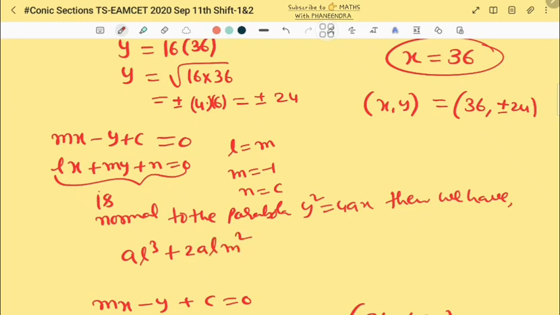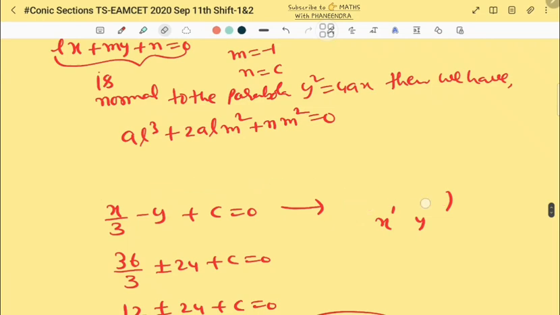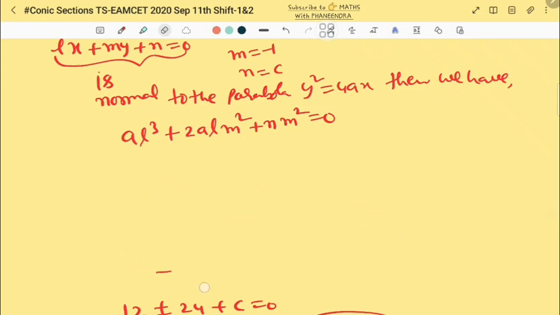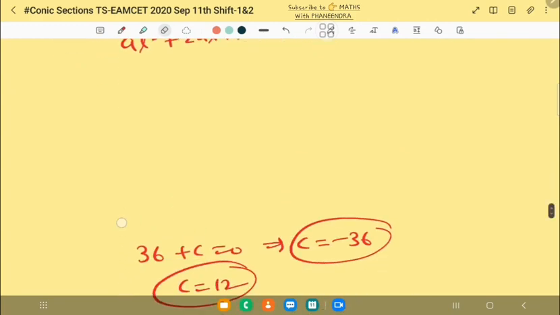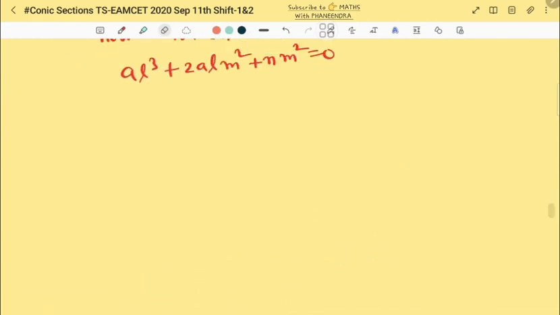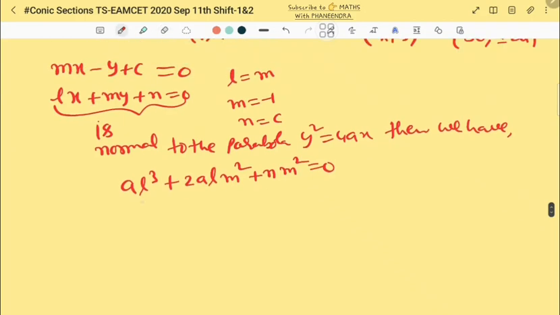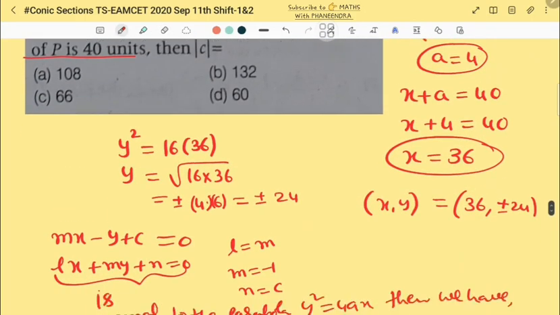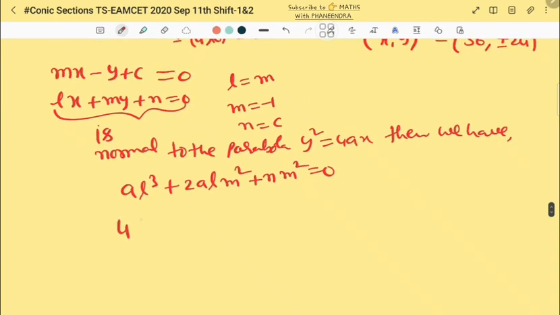Second exercise of parabola, dear students. If the general method does not work out, I am proceeding this way. Plus n m square is equal to 0. So for that, you can apply the respective values. So a value 4 we got here. A value 4. L cube means m cube plus 2 into 4 into m square minus 1 whole square plus n value c into m square minus 1 whole square.